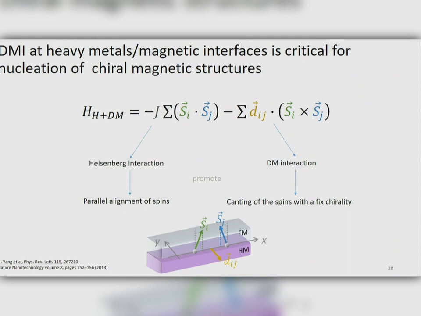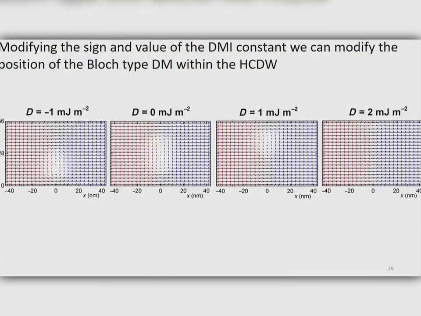And we can do that due to the engineering of the distances between the layers and the materials that we are using, because we are playing with the DMI interaction, the Dzyaloshinskii-Moriya interaction, and the Heisenberg interaction. So one wants to promote the parallel alignment, and the other wants to promote the canting of the spins. So by changing the stacking order and the thicknesses of our layers, we can put, in some way manually, the position of the Bloch point at different distances in the depth of the sample.